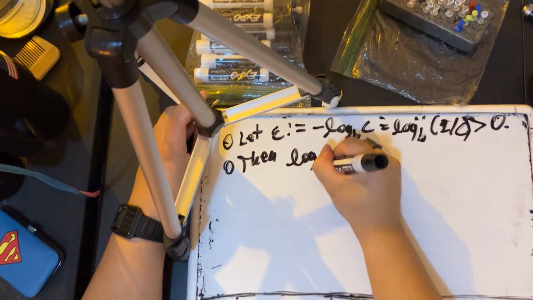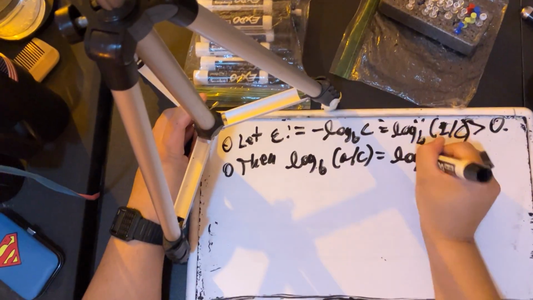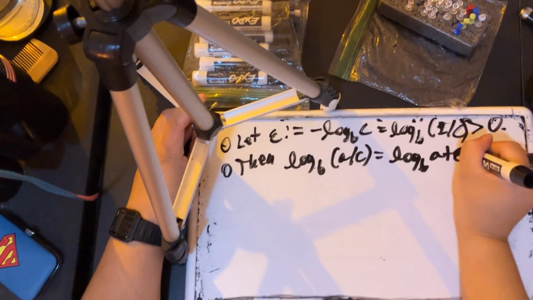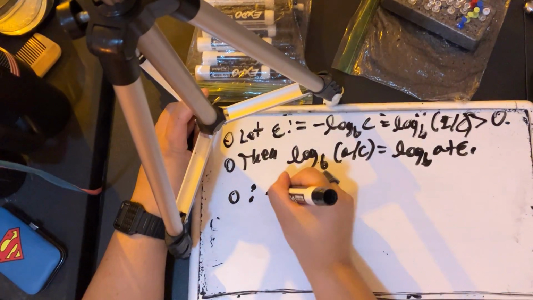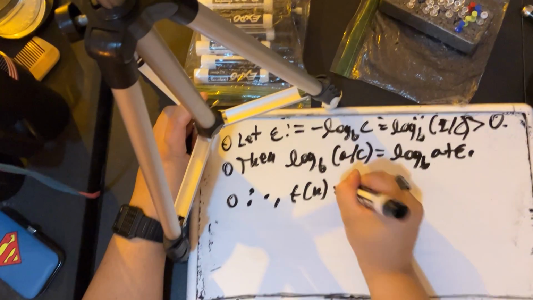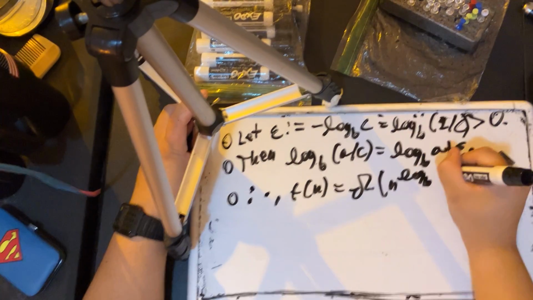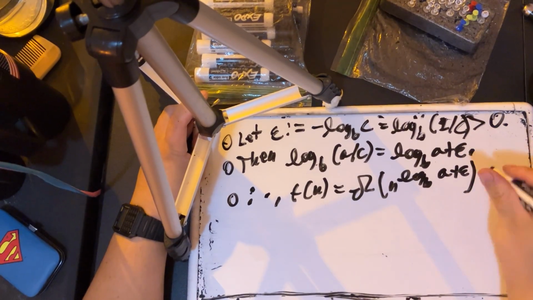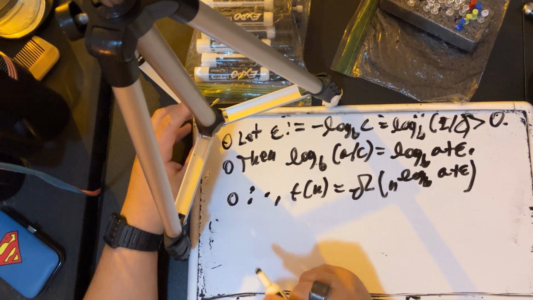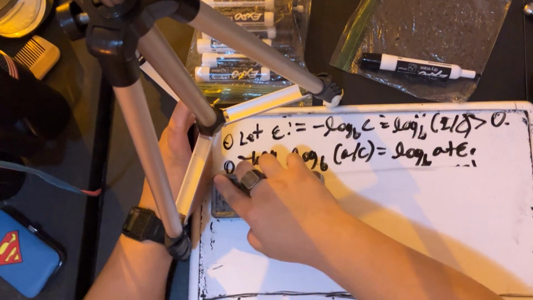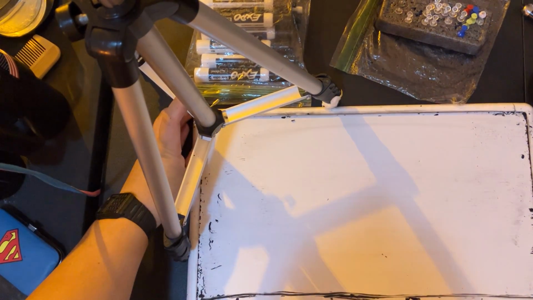Well, we can then say log base b of a over c is equal to log base b of a plus epsilon. And what does this show? Well, we then have, therefore, f of n is equal to big omega of n to the log base b of a plus epsilon, which is what we were looking for. And let me conclude with something on this exercise that we can have as a takeaway.